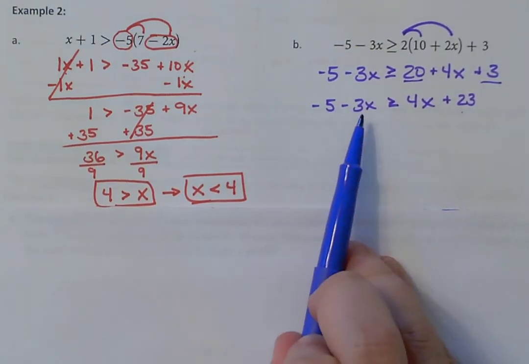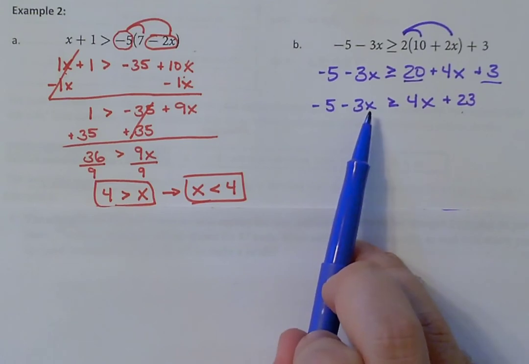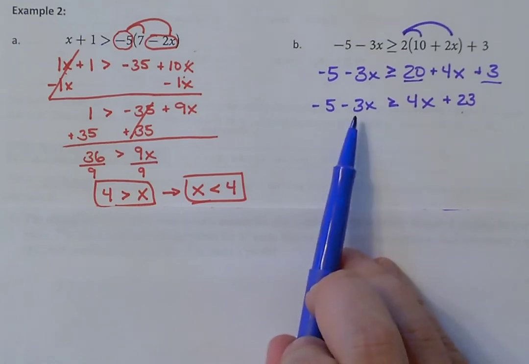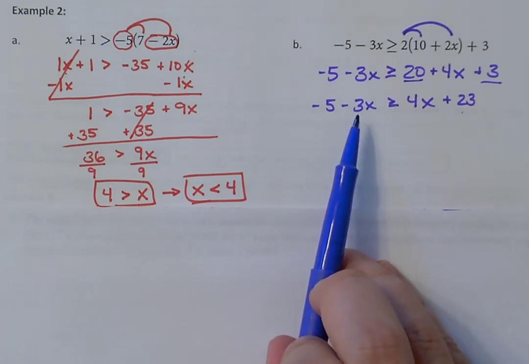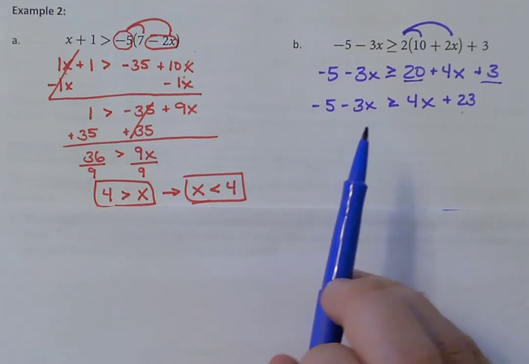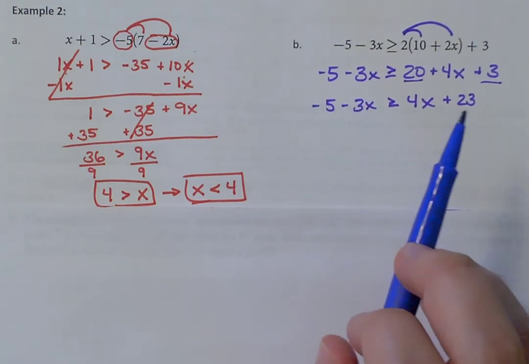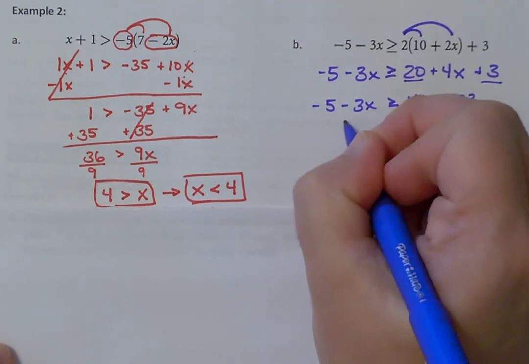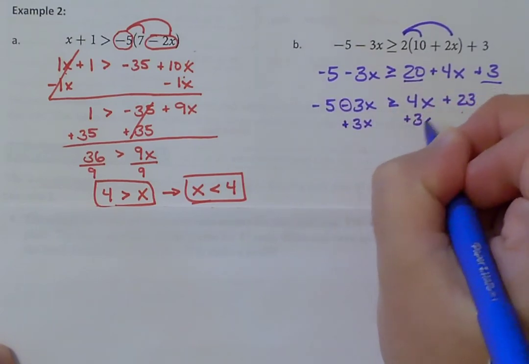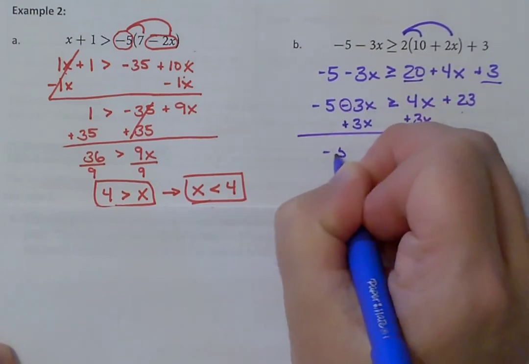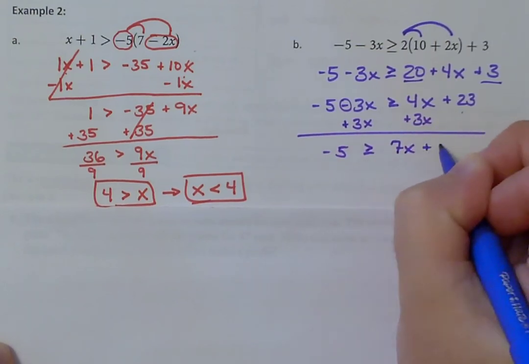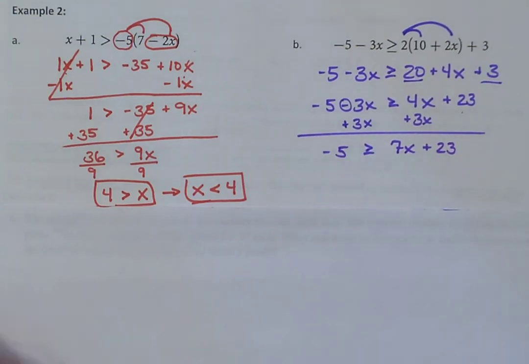So from here you would have to move the variable to one side. Okay, I have a negative 3x and a positive 4x. Anytime you have a negative or you're subtracting with an x, I always like to go through and use that one and add it to the other side because I like to deal with positives and not negatives. So I would add the 3x because it's negative, which is going to give me a negative 5 is greater than or equal to 7x plus 23.